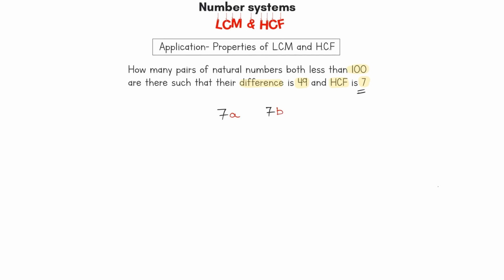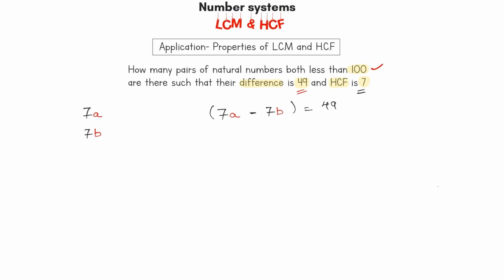I know my property: 7A and 7B. The difference is 49. So what do I know from this? 7A minus 7B, if these are my two numbers, the difference is equal to 49. And both these numbers, 7A and 7B, are less than 100. This is what you have to understand. So how many such numbers can you form?